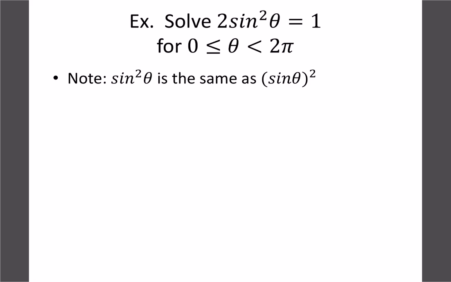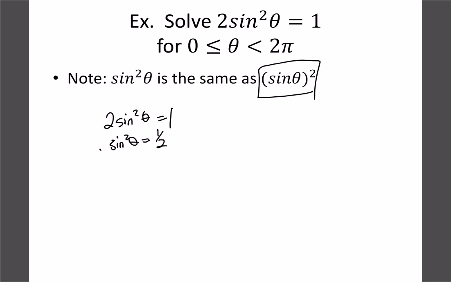Let's do a few more examples. This one has a sine squared, but when you see it as 2 sine squared, remember that just means the same thing as sine theta squared. It's just a different way of writing it. So what we want to do, just like a normal question, is let's get it equal to just a regular sine by itself. So we'd have 2 sine squared equals 1. Divide by 2 would be our first step.